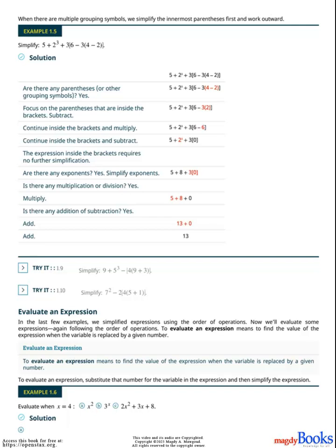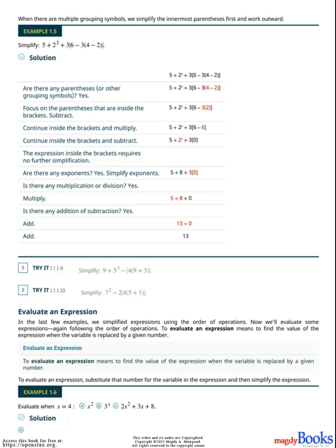The expression inside the brackets requires no further simplification. Are there any exponents? Yes. Simplify exponents. 2 cubed equals 8. 5 plus 8 plus 3 times 0. Is there any multiplication or division? Yes. Multiply. 3 times 0 equals 0.